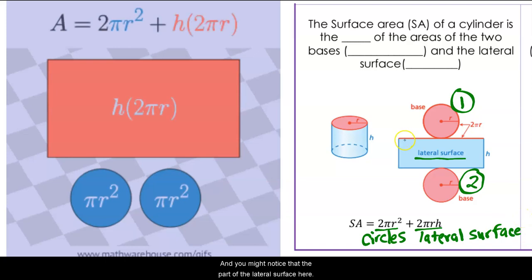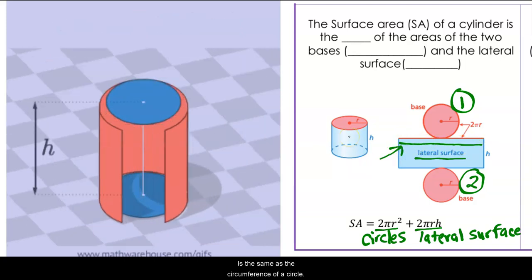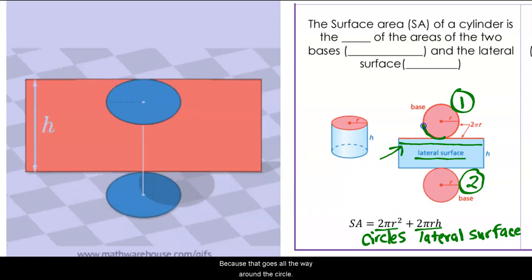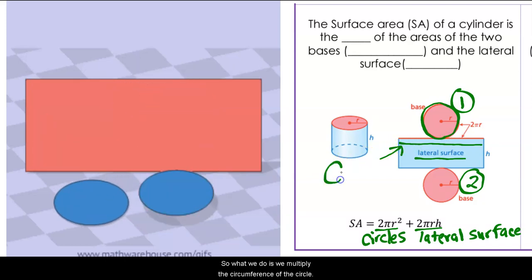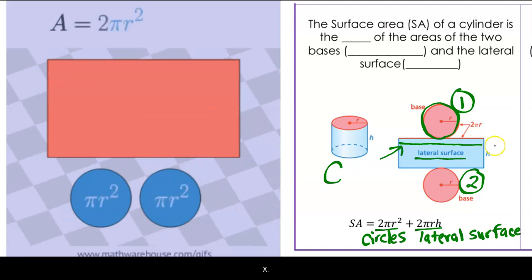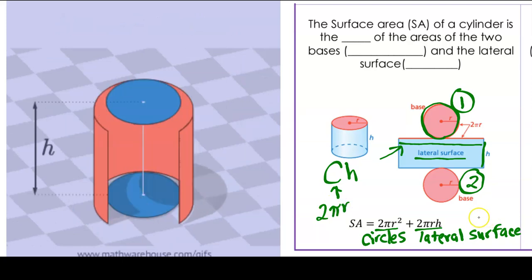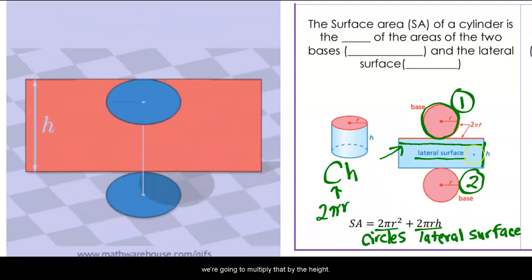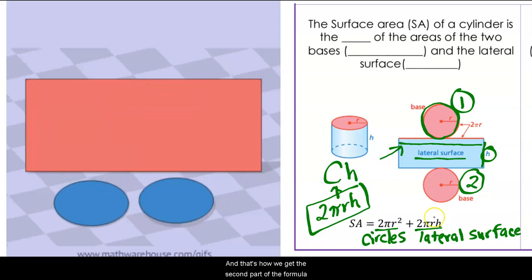And you might notice that the length of the rectangle is the same as the circumference of a circle because that goes all the way around the circle. So what we do is we multiply the circumference of the circle times the height. And circumference is equivalent to 2 pi r. So that's the circumference part of our formula. And then we're going to multiply that by the height. And that's how we get the second part of the formula.